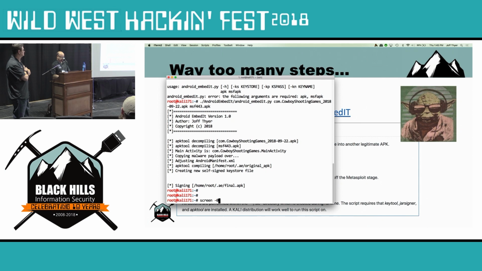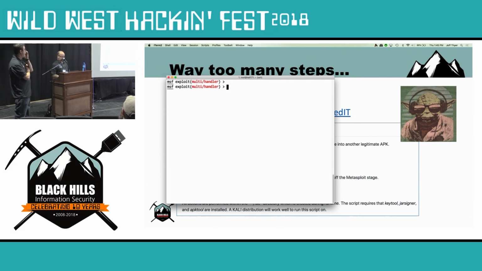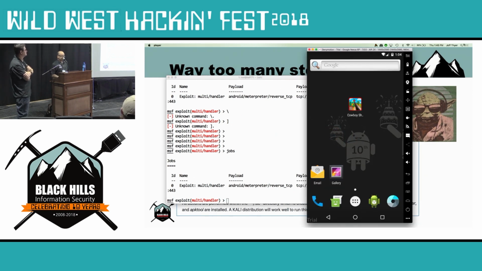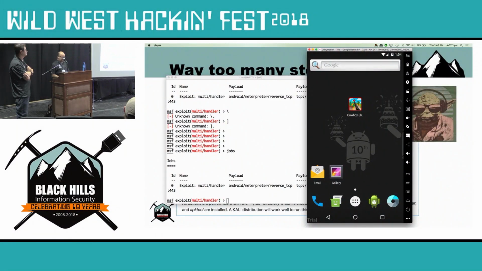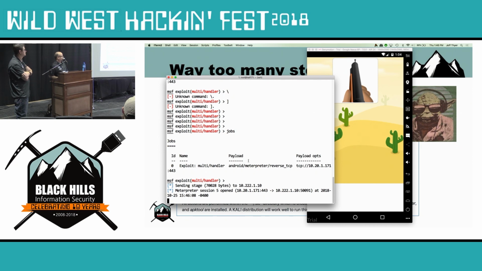Now I'm going to resume my screen session, which is my Metasploit session. Okay, the multi-handler is already set up. In this case, it's the Android Meterpreter reverse TCP, okay? I'm going to go over to Genymotion, where I've already preloaded the final.apk as Cowboy Shooting Game here. And I'm going to run it. And I can play Cowboy Shooting Games, but I have a Meterpreter session. All right?